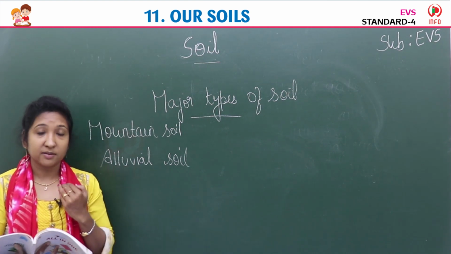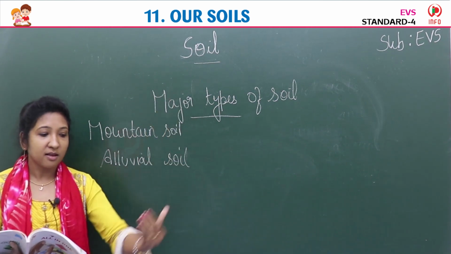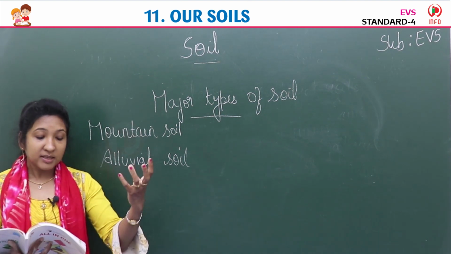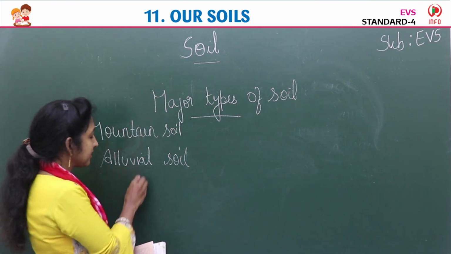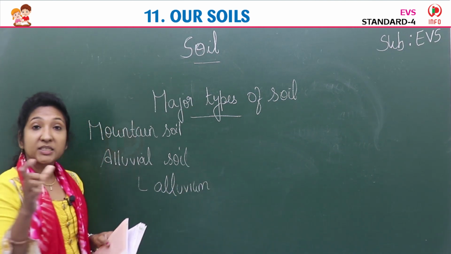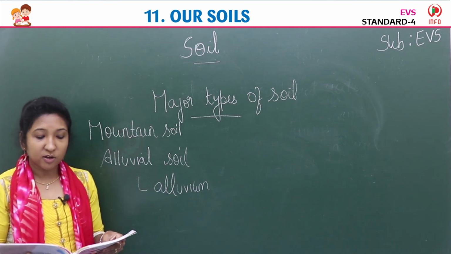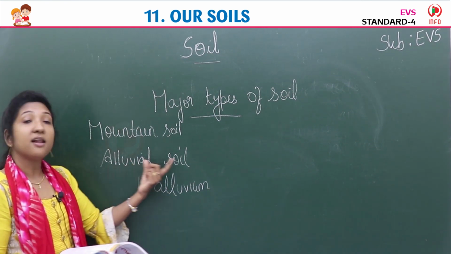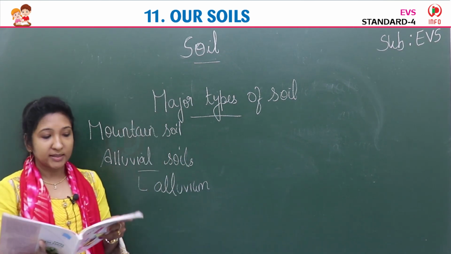You have seen rivers carrying many materials along the seashore, near the shore. These deposits or materials are called alluvium. The materials deposited by rivers, glaciers, sea waves are called alluvium, and soils made up of alluvium are called alluvial soils.